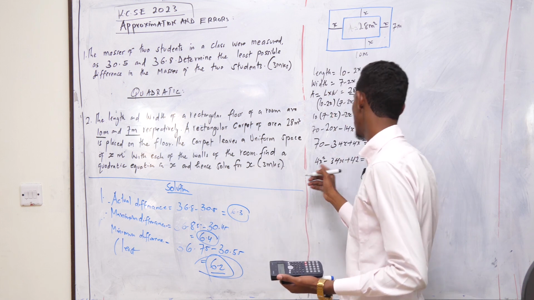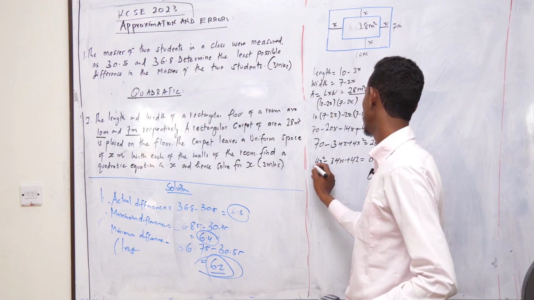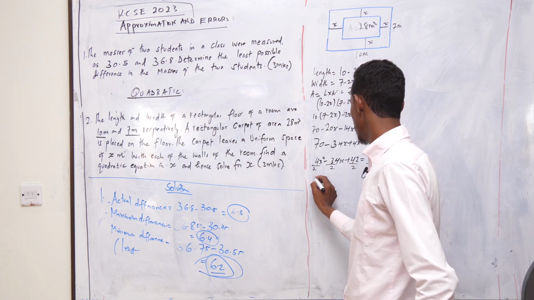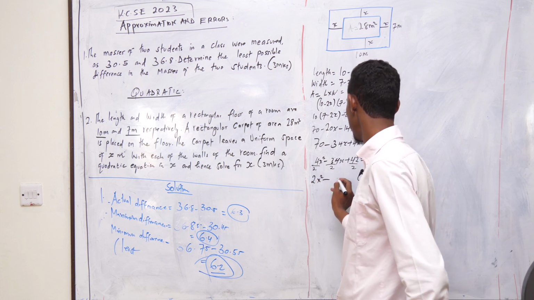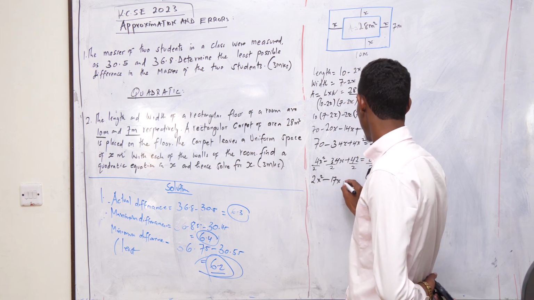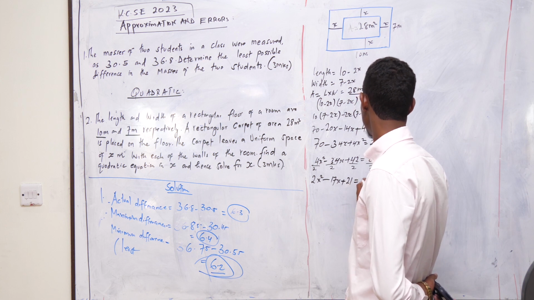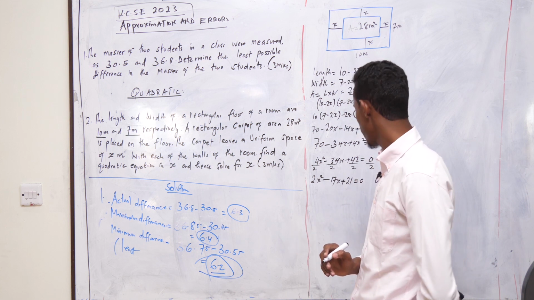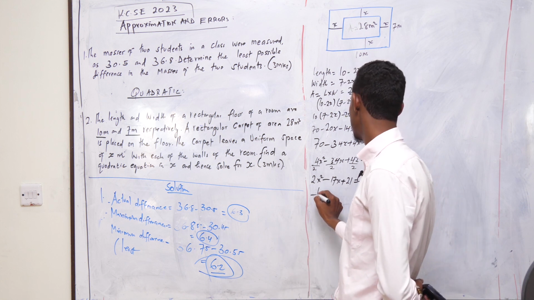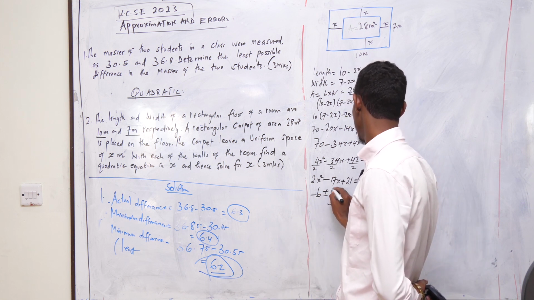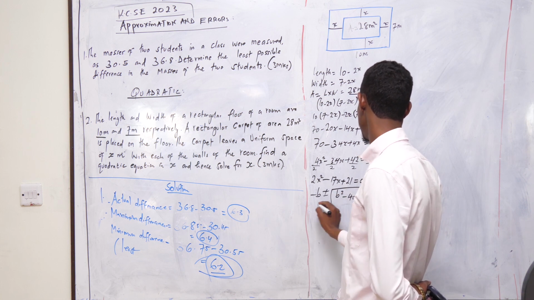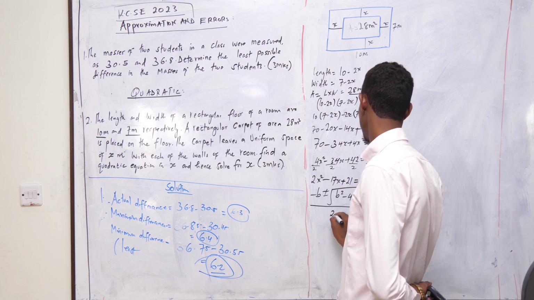Now let's divide through. We can get a common factor 2. Divide by 2, divide by 2, divide by 2, divide by 2. 2x squared minus 17x, right? Plus 21 is equal to 0. Now let's use the quadratic formula. It will be minus b plus or minus the square root of b squared minus 4ac, divided by 2a.